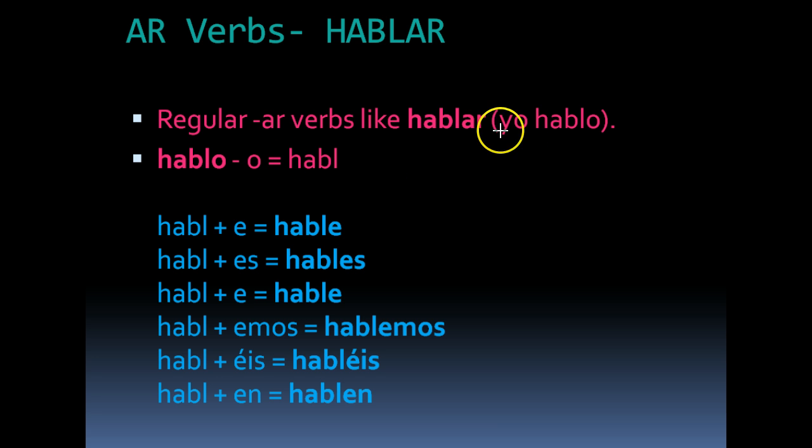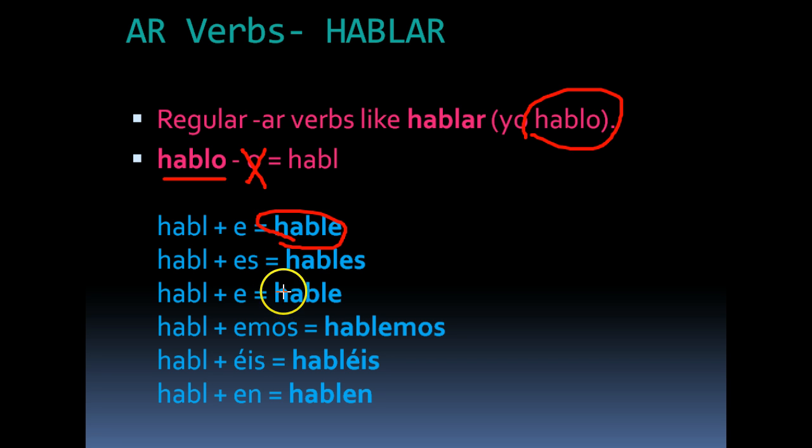We conjugate in the yo form. We get yo hablo. We get rid of the o, and we use that base. And then we use the opposite ending. Hable, hables, hable, hablemos, habléis, hablen. And if you look here, the yo form, the first person singular, and the third person singular, the él, ella, usted form, they have the same conjugation.